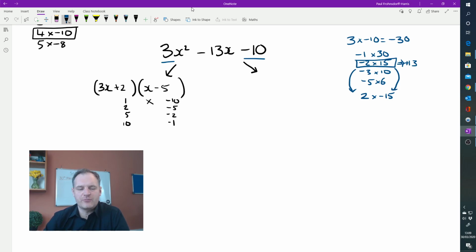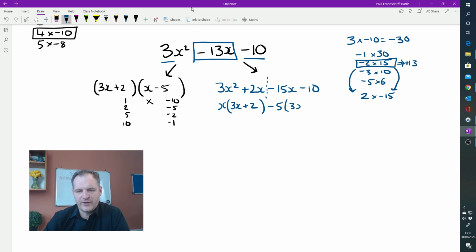But we don't put these in the brackets. We rewrite the whole thing out, 3x squared, but now we split that middle bit into 2x minus 15x minus 10. All I have done is taken that middle bit and split it into a 2 and a minus 15. We are then going to be able to put a dotted line down the middle and factorise each individual bit. We take x out there, giving us 3x plus 2, and we take minus 5, giving us 3x plus 2.